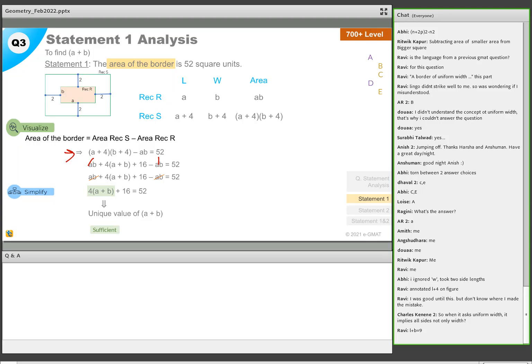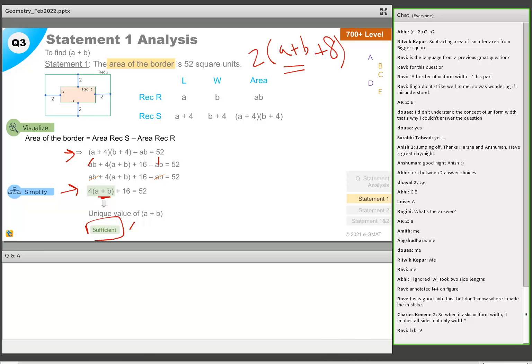Now, I honestly don't care what A or B individually are, but I'm perfectly able to find out what A plus B is, right? Ravi has already calculated it, right? You can find out A plus B, which means if I find out A plus B, then remember that the perimeter I'm looking for is nothing but 2 into A plus B plus 8. I found out A plus B, which means I can find out this required perimeter. In other words, statement 1 is sufficient. For those of you who did not figure out that statement 1 is sufficient, is this clear? Why is statement 1 sufficient? Is this clear?